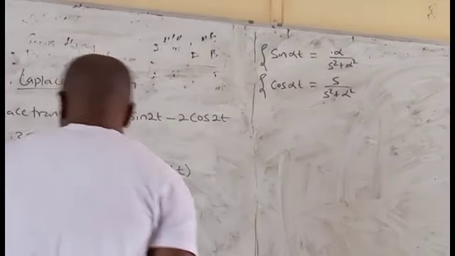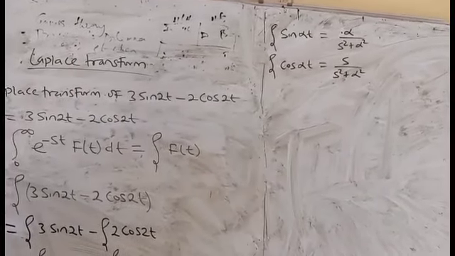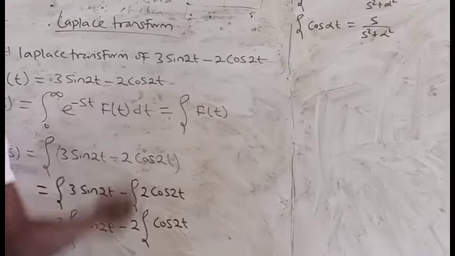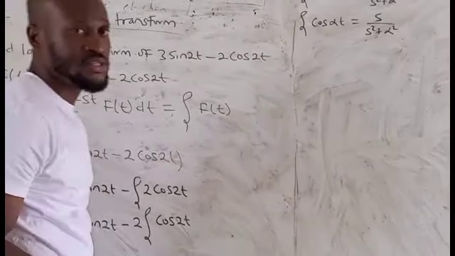So now, looking at this equation, I have sine 2t here. The first one is sine 2t, the second one is cos 2t.